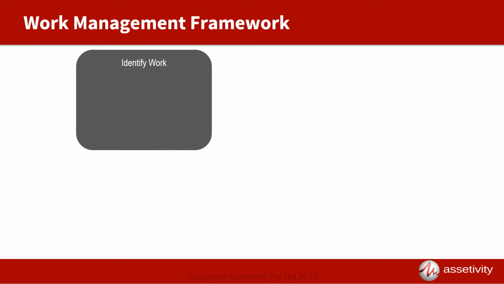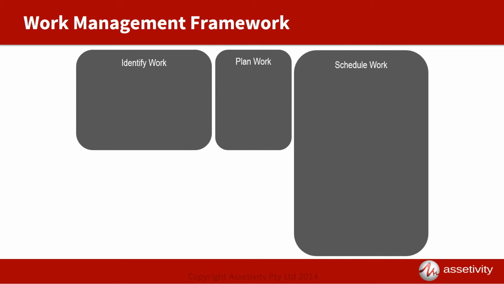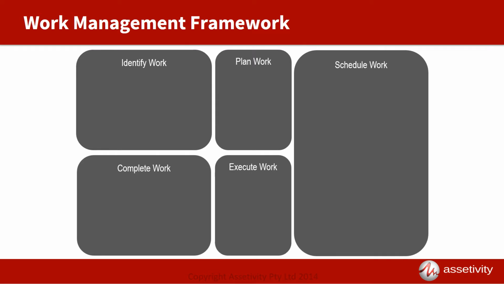Our framework is arranged in a cycle consisting of 5 core processes. We begin by identifying the work required, since we can't do any work unless we know that it is required. We then plan it so that we know how we are going to do it and what resources are required. The work can then be scheduled, which means determining who will do it, when, and sometimes where. The work can then be executed, and finally signed off as complete, feeding back any improvement opportunities into our cycle.